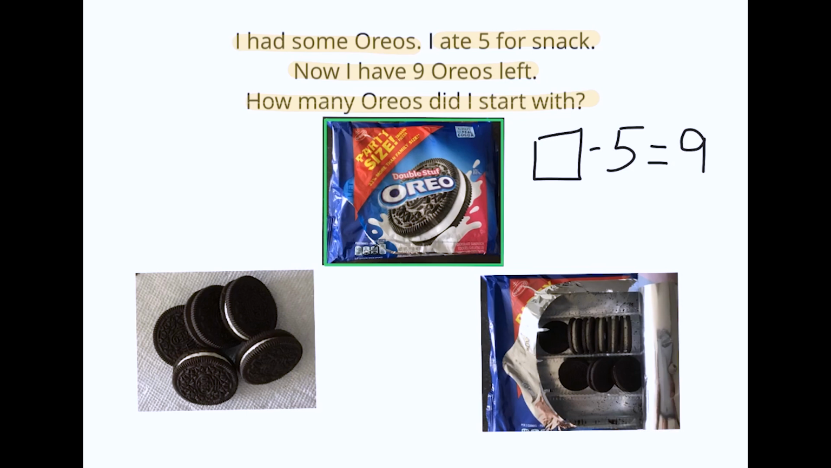I think I'll use a related addition fact to solve. If I put these two Oreo amounts together, it will tell me how many I started with. 5 plus 9 is 14, which means 14 minus 5 is 9. I started with 14 Oreos.